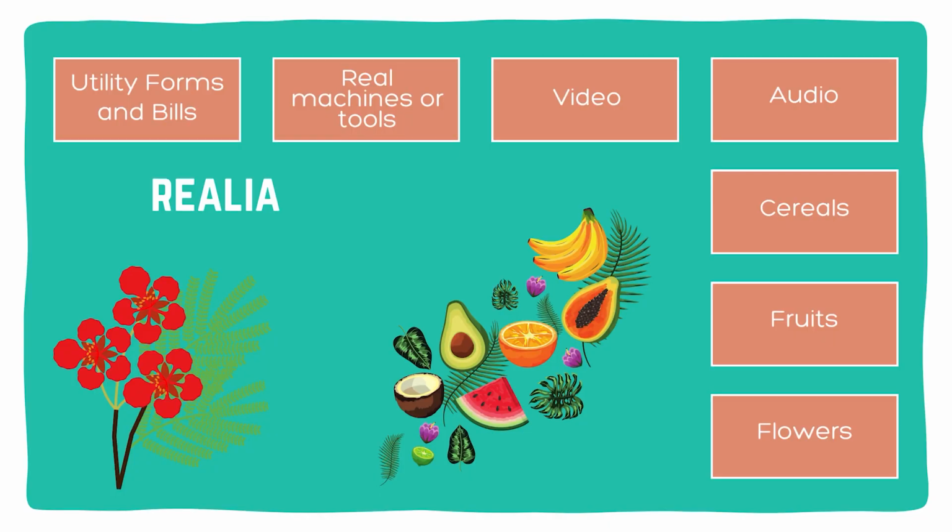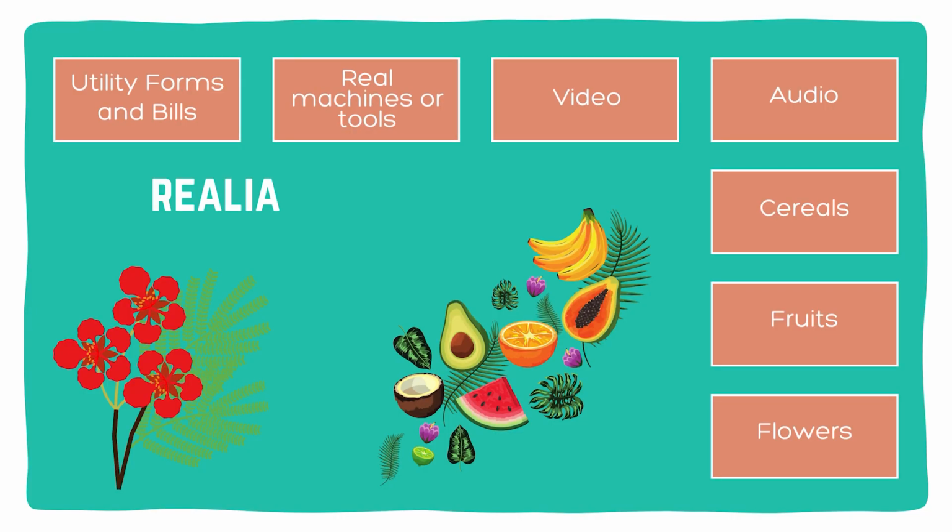We can make use of cereals like rice, corn, wheat, peas, pulses, etc. We can make use of fruits and dry fruits like apples, oranges, banana, grapes, nuts, etc. We can use flowers like marigold, jasmine, lily, etc. So the list goes on and on. There are a lot of real life objects that teachers can use in the classroom to explain the concepts or play some games. I'll give an example of a Realia game.